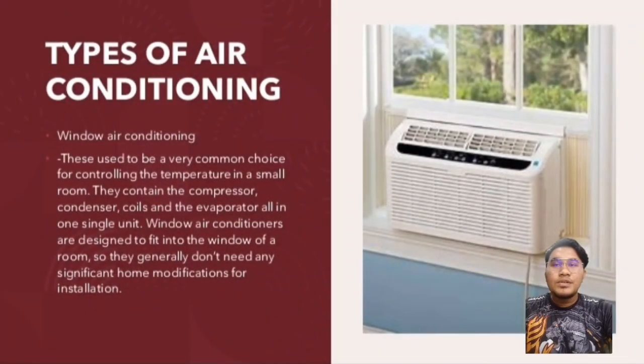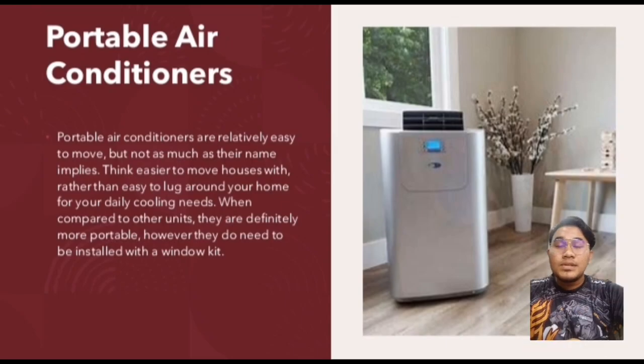Types of air conditioning. First is window air conditioning. This used to be a very common choice for controlling the temperature in a small room, and they contain the compressor, condenser, coil and the evaporator all in one single unit. Window air conditioners are designed to fit into the window of a room, so they generally don't need any significant home modification for installing.